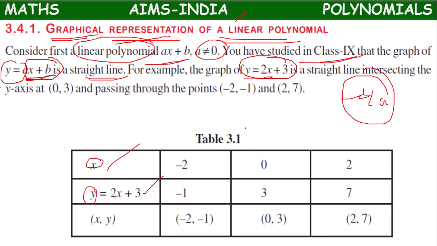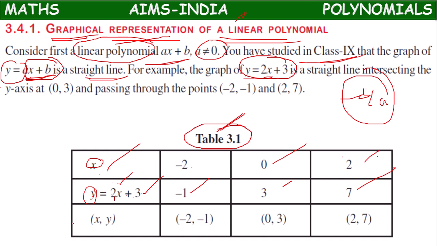Before drawing the graph, we have to construct a table. On the table, we take x values, and the y value is equal to the given expression 2x plus 3. If x equal to minus 2, then what is y? 2 into minus 2 plus 3, how much? Minus 1. If x is 0, 2 into 0 plus 3, 3. If x equal to 2, 2 into 2 plus 3, 7.